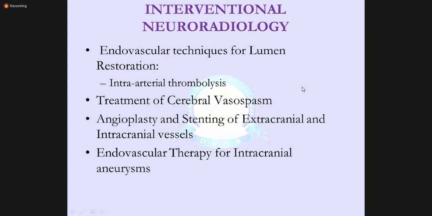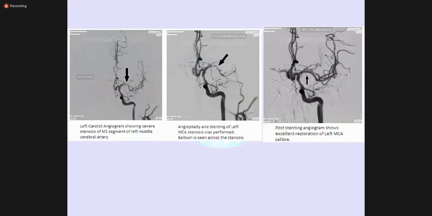Now, the last topic for your bird's eye view, that is interventional neuroradiology. Endovascular techniques for lumen restoration are intra-arterial thrombolysis. It is used in treatment of cerebral vasospasm. It is also used in angioplasty and stenting of extracranial and intracranial vessels, and endovascular therapy for intracranial aneurysm. So this is a growing field and it is being used as I have listed. I'll give you an example.